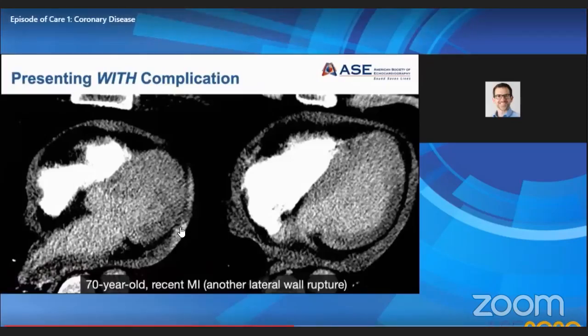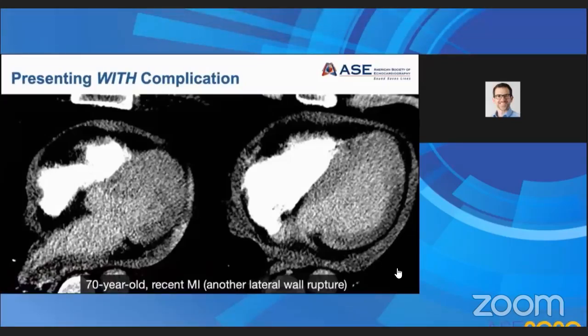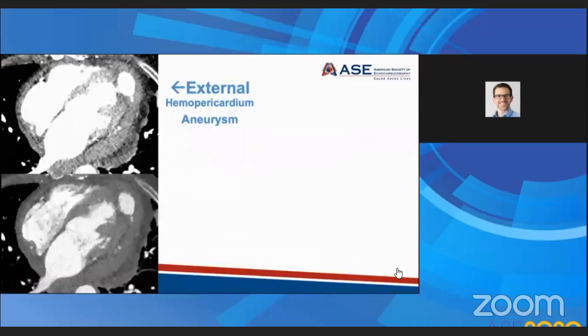This is another patient that was able to make it to surgery despite tamponade, survived with rupture repair of their ruptured free wall. Next. So ruptures can be external, as I've mentioned. Here's another patient. This is one with a more acute presentation of a pseudoaneurysm. It's still a kind of contained rupture, but they have a large volume of hemopericardium and were hemodynamically unstable.